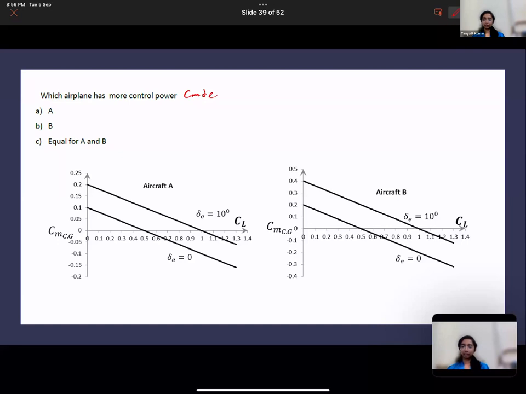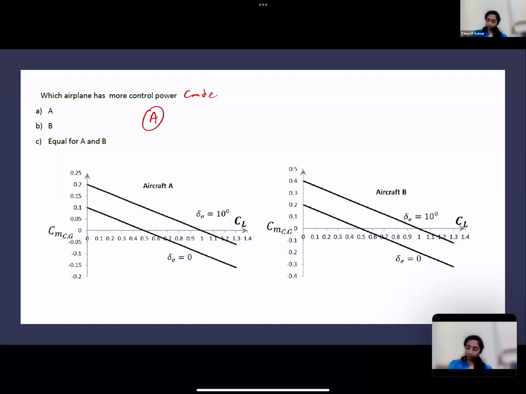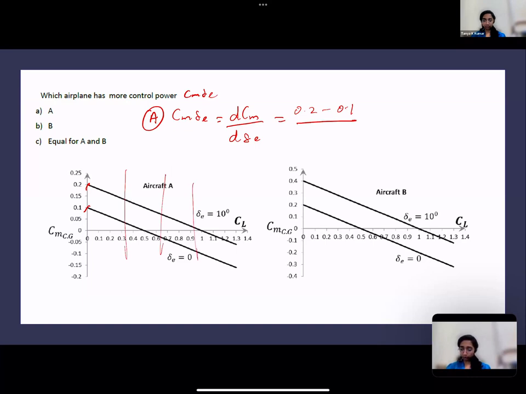A. Can you tell me how? Let's find out CM delta E for both of them. For A, CM delta E is DCM by D delta E. Now, what is the change in CM? 0.2 minus 0.1. Correct? What is the change in elevator? Take it at any point. I'm taking it at the first point because it's convenient. So it's 0.2 minus 0.1. And what is the change in the elevator? It is 10 minus 0. So this comes to 0.01.